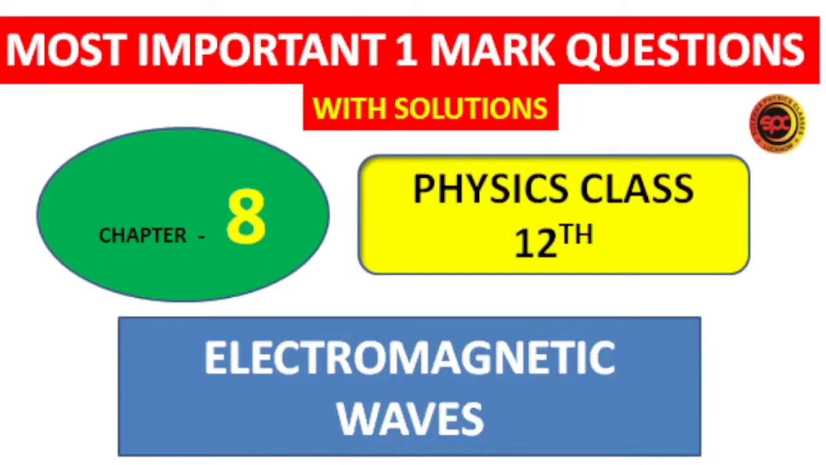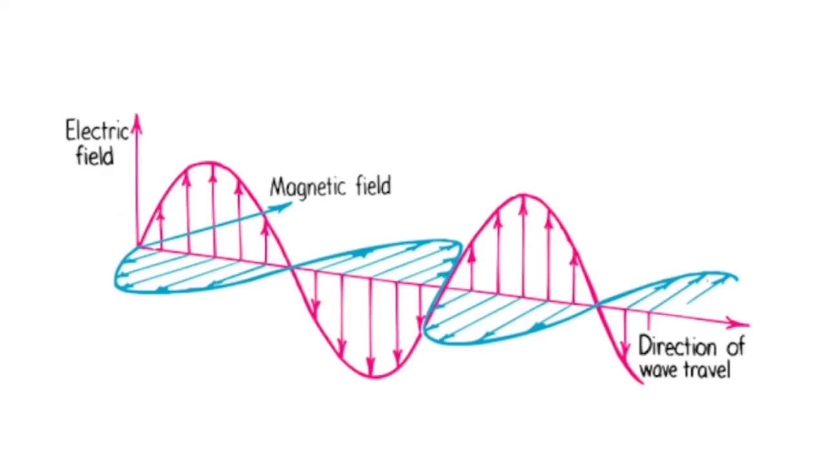Today I am going to discuss all important questions of chapter 8, that is electromagnetic waves. First of all, you must know what you mean by electromagnetic waves, or EM waves. Electromagnetic waves are those waves in which both electric field and magnetic field change continuously.